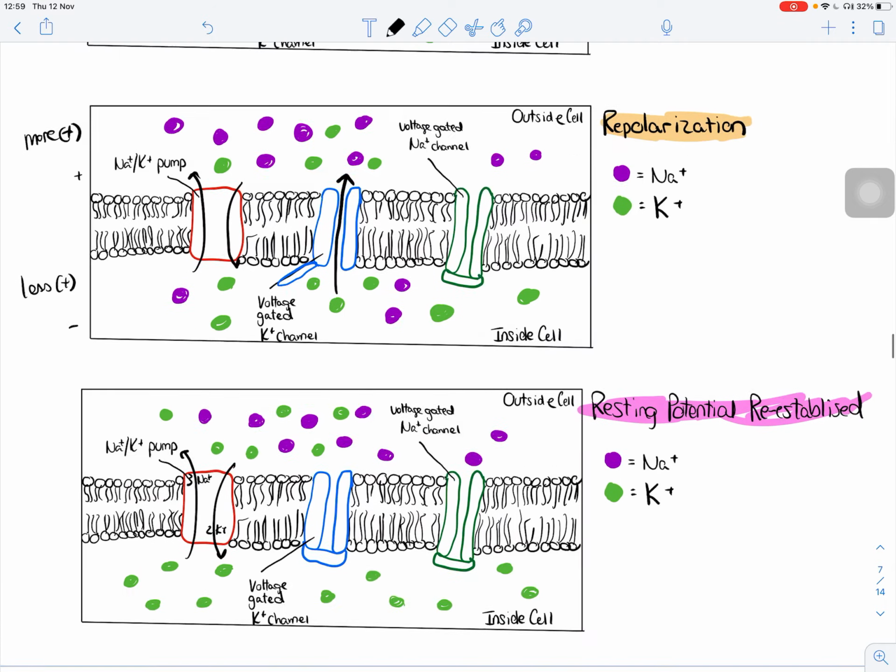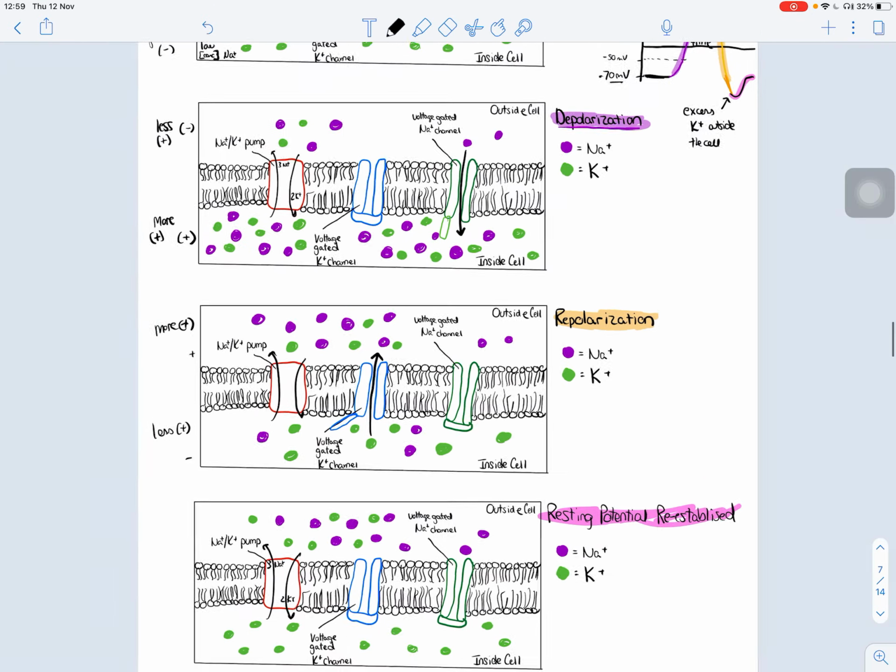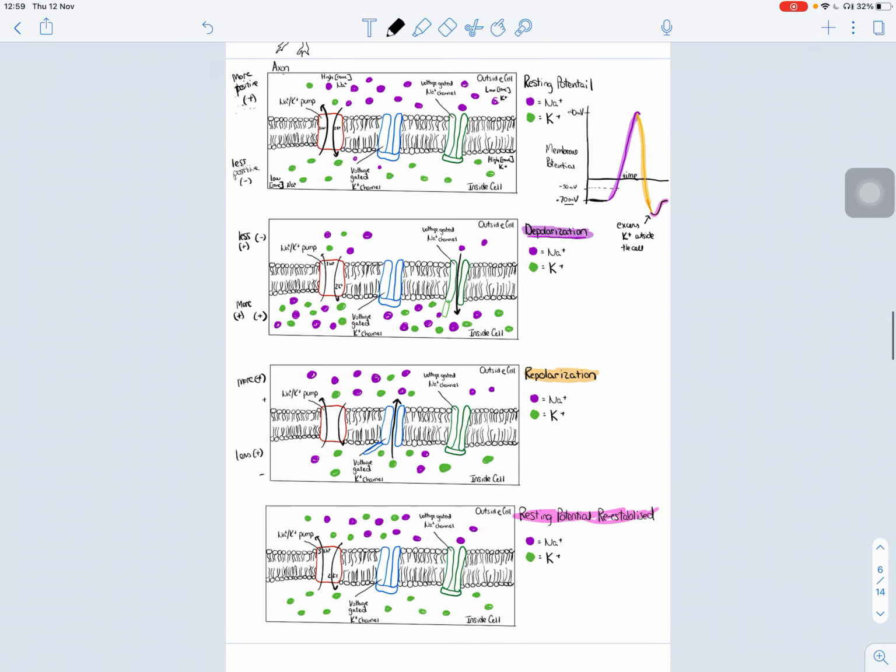I hope that helps explain this propagation a little bit better and how it's propagated. Thank you.